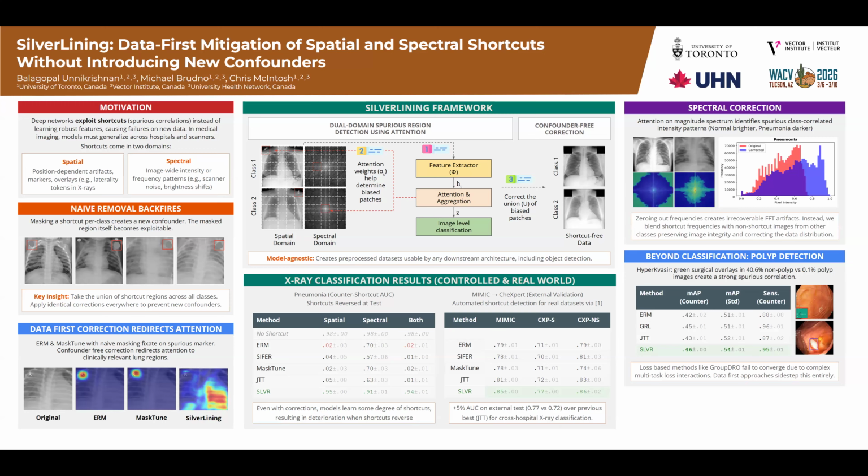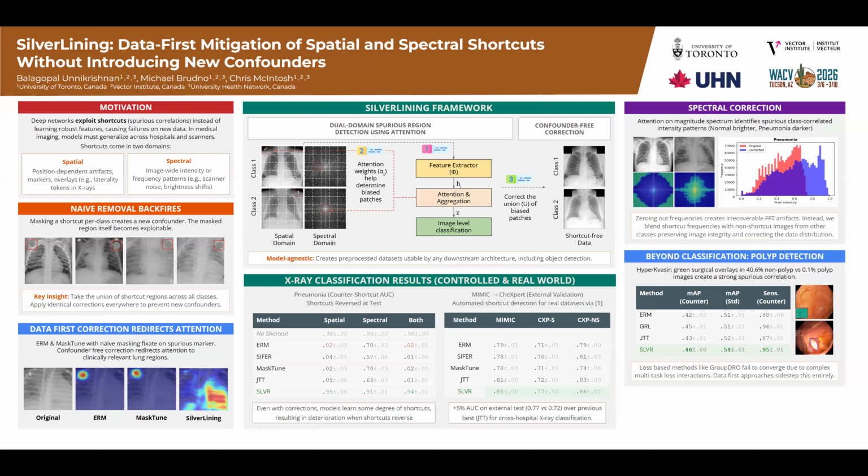In the spectral setting, we see that class-correlated brightness confounders are correctly identified. The attention maps focus more on the DC component, which encodes the global intensity. The histogram post-correction for the pneumonia class shows that the pixel intensity shortcut is removed and the histogram is evened out. Unlike the spatial correction, we do not mask out frequency components, which would result in artifacts in the image. Instead, we blend the shortcut frequency components with non-shortcut reference images.